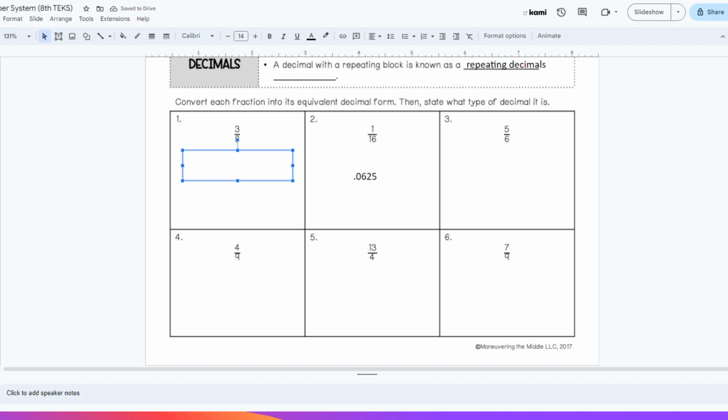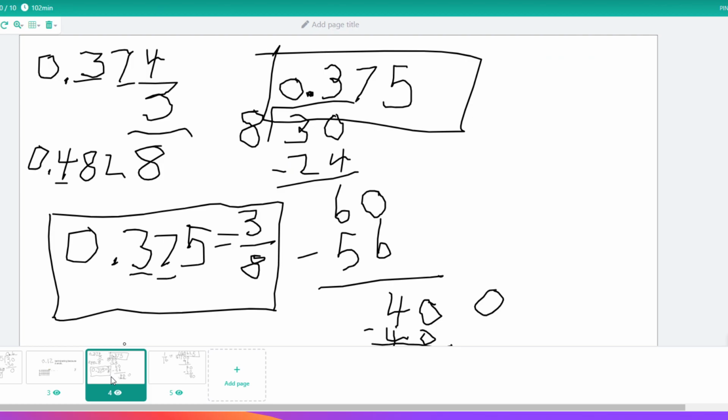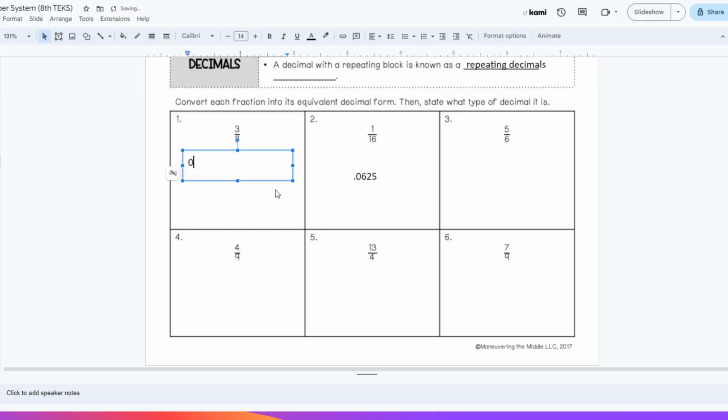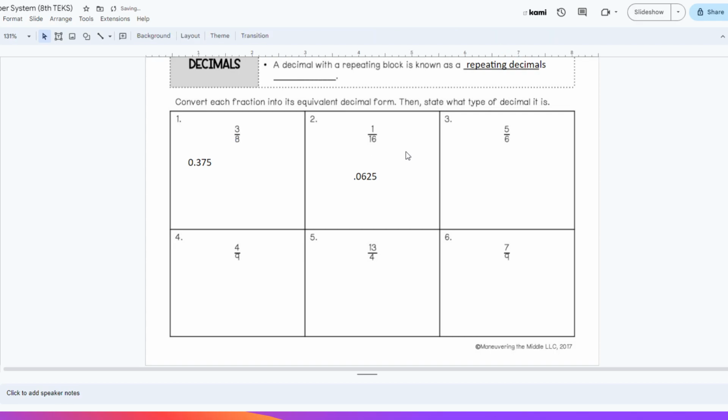And then this one was, oh, where's my whiteboard? Oh, there it is. 0.375. So that's basically the gist of how to convert fractions to decimals. I'm going to let you guys try 3 through 6 on your own.